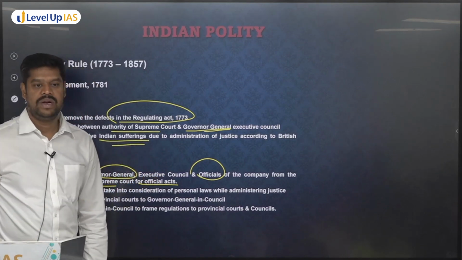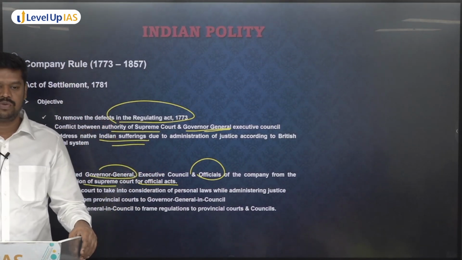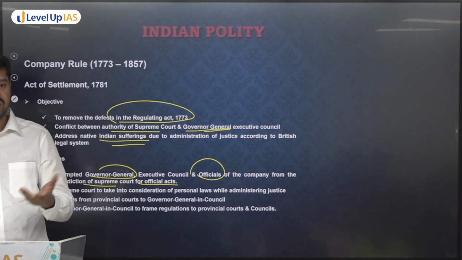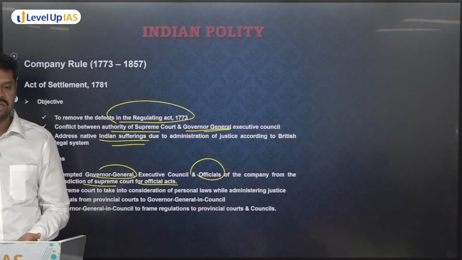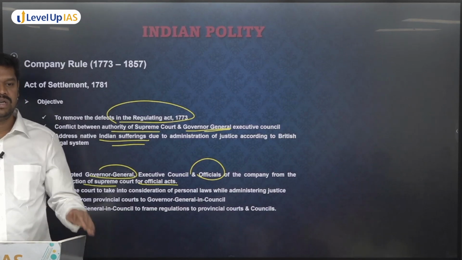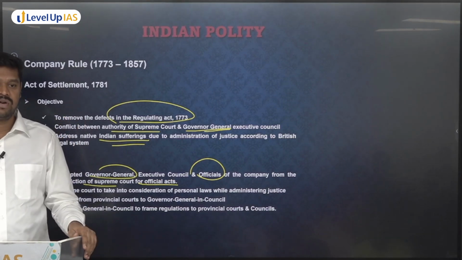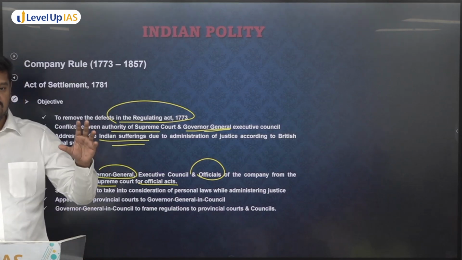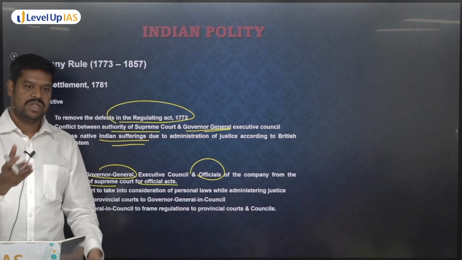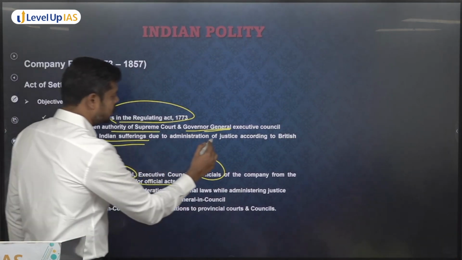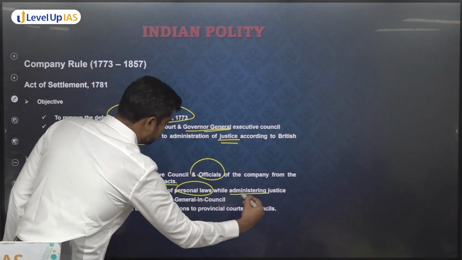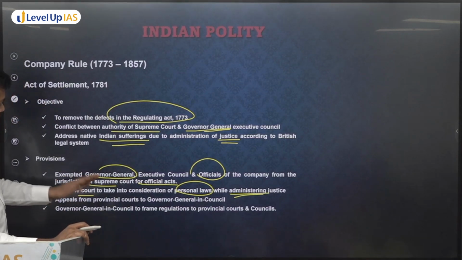What is the problem with the native Indians who fall within the jurisdiction of the Supreme Court? The native Indians were not happy because the administration of justice was done on English laws, and the English laws were something very new to the native Indians. So therefore they were not happy, and it affected the business interest of the company, because most of the native Indians who had contracts with the British company were big rich merchants in our country. So the Governor General in Council was not happy because it may have an impact upon the revenues of the company. So therefore this was also brought in, and they said that this is not going to happen. So the Supreme Court is to take into consideration the personal laws while administering justice. Okay, so that was also brought in.